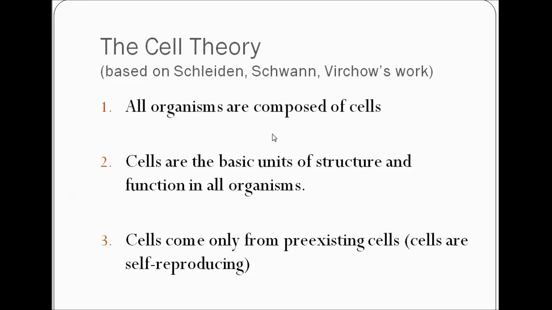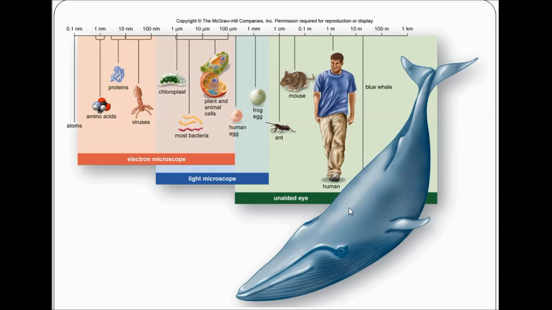The cell theory: everything's composed of cells. They're the basic units of structure and function, and they only come from pre-existing cells. They don't spontaneously arise like they thought long ago.